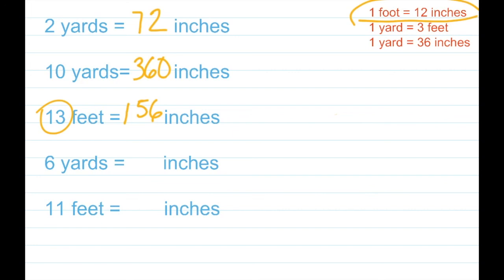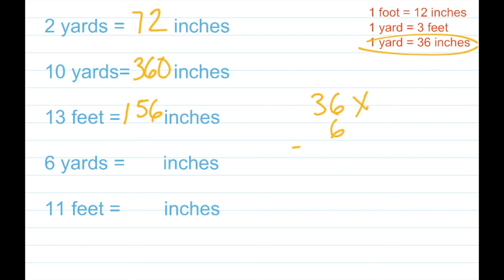Now let's do the 6 yards. 6 yards into inches. For that one, we are going to be using, again, the last one right here. 1 yard is equal to 36 inches. So for 6 yards, we're going to be multiplying 36 times 6. 6 times 6, that is 36. 6 times 3, that's 18, plus 3, that's 21. So in 6 yards, it's equivalent to 216 inches.